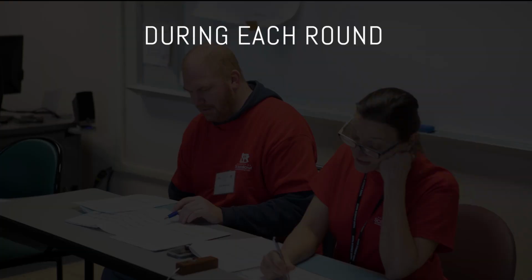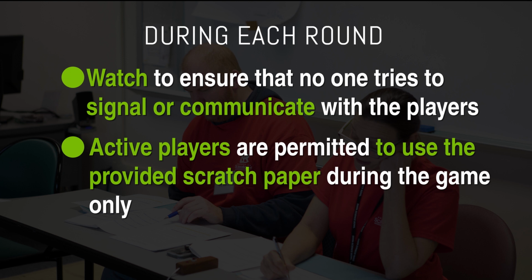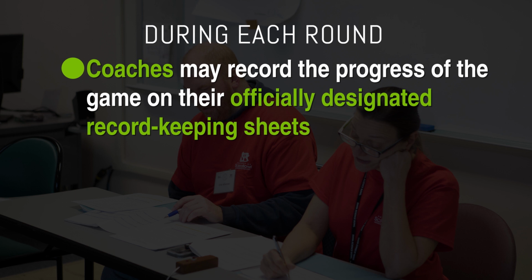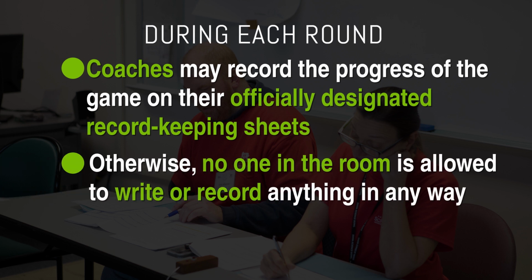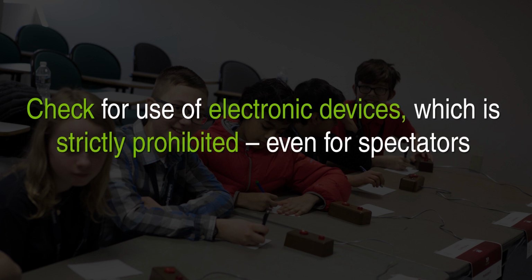During each round, you should watch to ensure that no one, including coaches and family members, tries to signal or communicate with the players. Active players are permitted to use the provided scratch paper during the game only. And coaches may record the progress of the game on their officially designated record-keeping sheets. Otherwise, no one in the room is allowed to write or record anything in any way. Check for use of electronic devices, which is strictly prohibited, even for spectators.